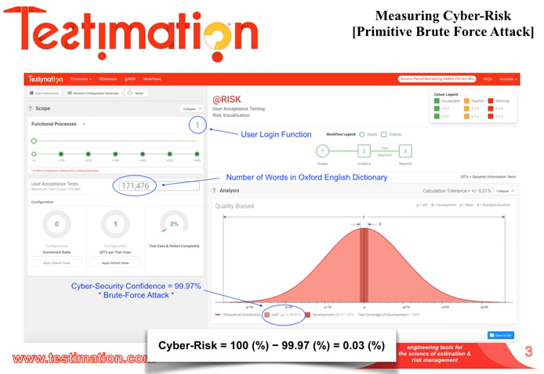Thus, if 171,476 words from the Oxford English Dictionary were entered into the user login function and they were all rejected, which means they all passed the quality assurance phase, then a 0.03% probability remains that the user login function may still be breached by alternative means, for example, foreign language words.